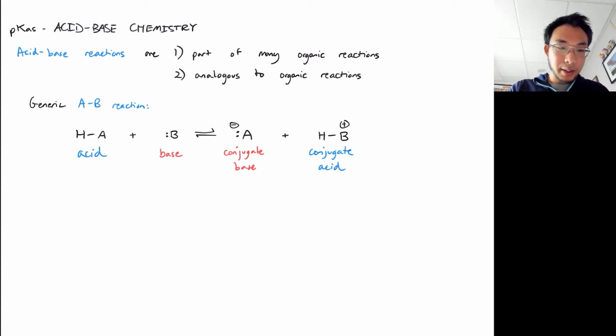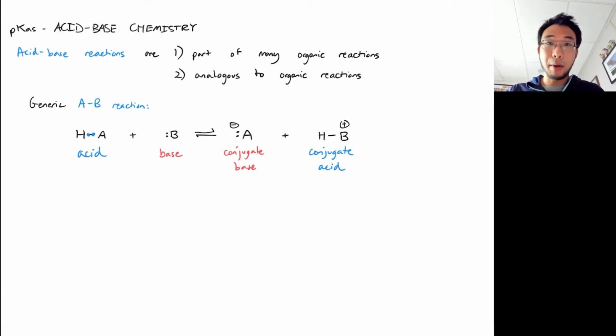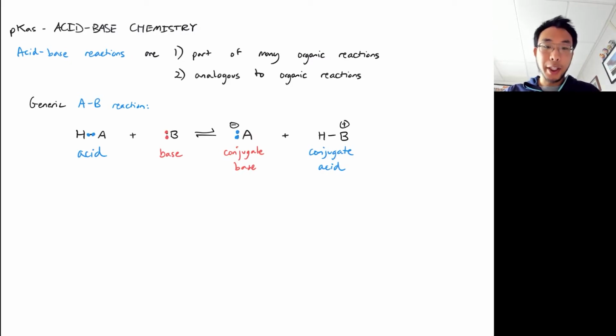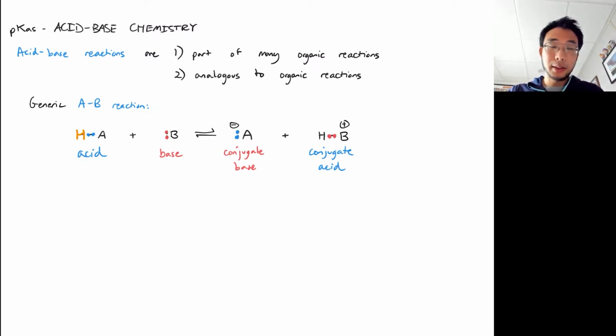What's happening here is that the pair of electrons that is shared between the hydrogen and the A part of the acid is going from being shared to being unshared in the conjugate base. The pair of electrons in the base is going from being unshared to now being shared in the conjugate acid. And of course, finally, the proton is initially bonded to the A, now it's bonded to the B in the products.